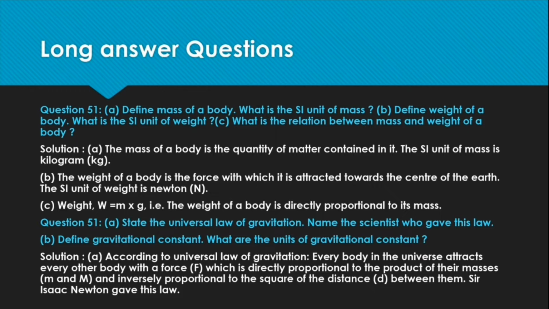And this law was given by Sir Isaac Newton, as we all know. And gravitational constant is 6.67 into 10 to the power minus 11. And the unit for gravitational constant is Newton meter square by kg square.